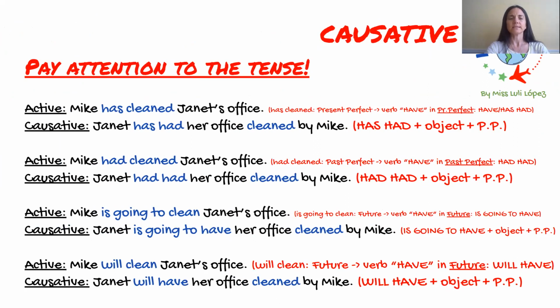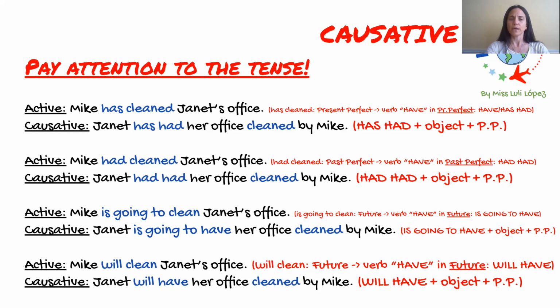If in the active sentence we have Mike had cleaned Jeanette's office, had cleaned is in past perfect, so the verb have in past perfect would be had had. So the causative: Jeanette had had her office cleaned by Mike. So had plus the object plus the past participle.